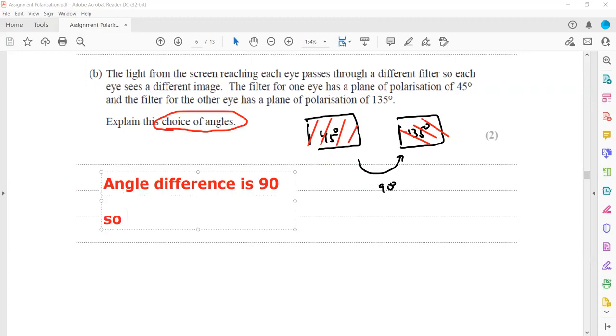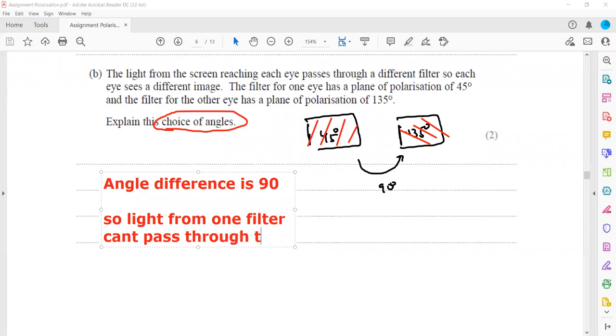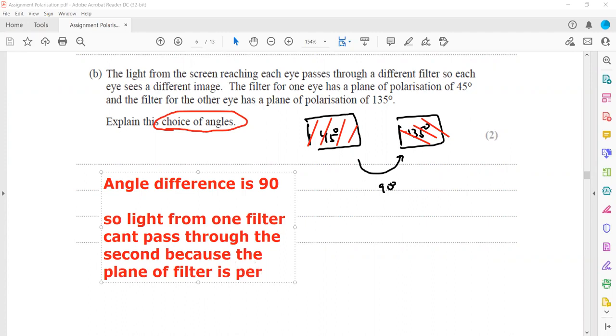So light from one filter cannot pass through the second filter as the plane of the filter is perpendicular to the component of light.